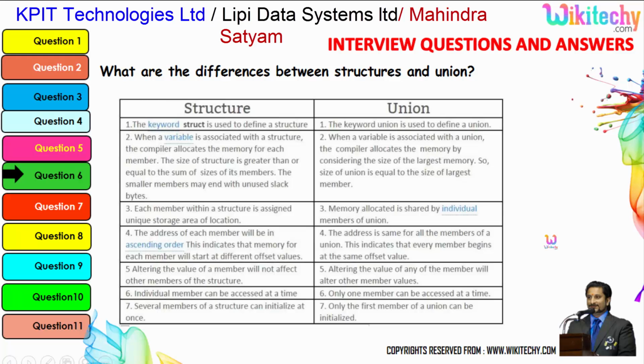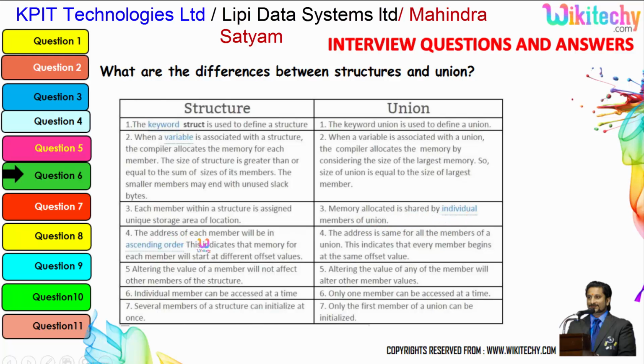So here are the quick definitions between structure and union. The keyword struct is used, the keyword union is used. The size of the structure is greater than or equal to the sum of the sizes of its members. Over here, the size of the largest member is considered, so the size of a union is equal to the size of the largest member. Each member within a structure is assigned a unique storage area or location. The memory allocated is shared by individual members of a union.